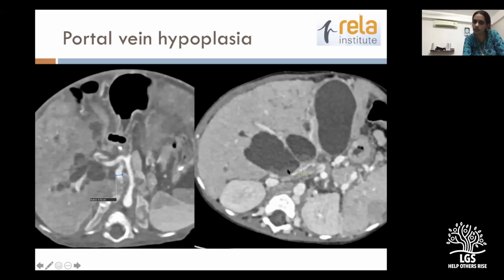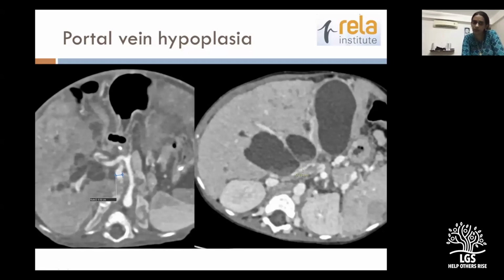But if you see the image here, the portal vein is hardly 2 millimeters in size. So this will be one for which they will need to do a portal vein interposition graft. Also, you can see the extremely dilated bile lakes here, or the biliary glands. So there is a spectrum. They can range in their appearances. Gallbladder will never be seen in a case of biliary atresia.